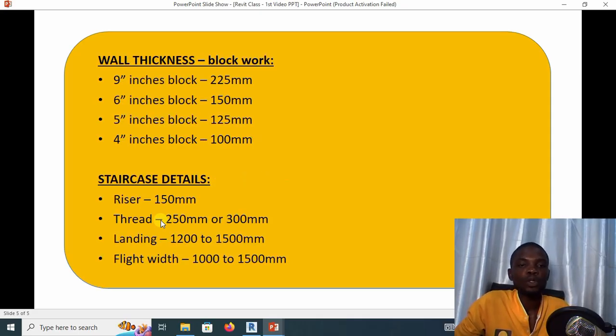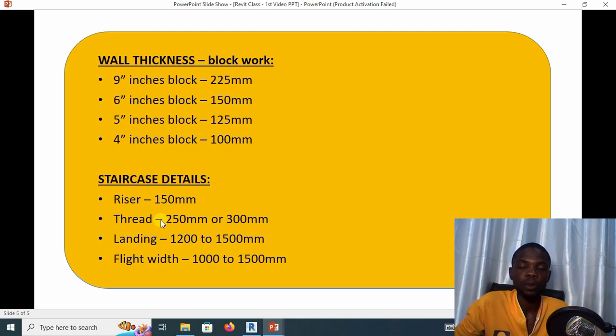Now let's move on to wall thickness or block work, right? We have various types of block work according to different countries and different states. We have 9 inches block work, which is equivalent to 225 millimeters. We have 6 inches block work, which is equivalent to 150 millimeters. We have 5 inches block work, which is equivalent to 125 millimeters. We have 4 inches block work, which is equivalent to 100 millimeters. I think this is the least block work that is available in the market.